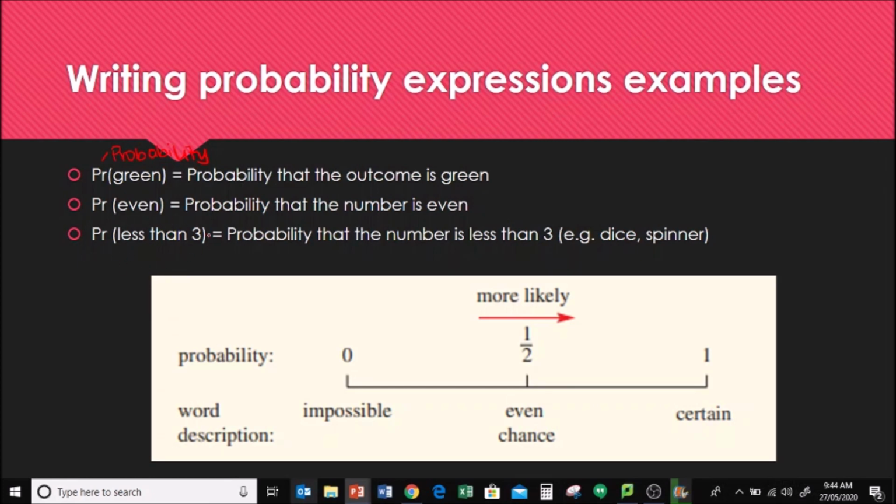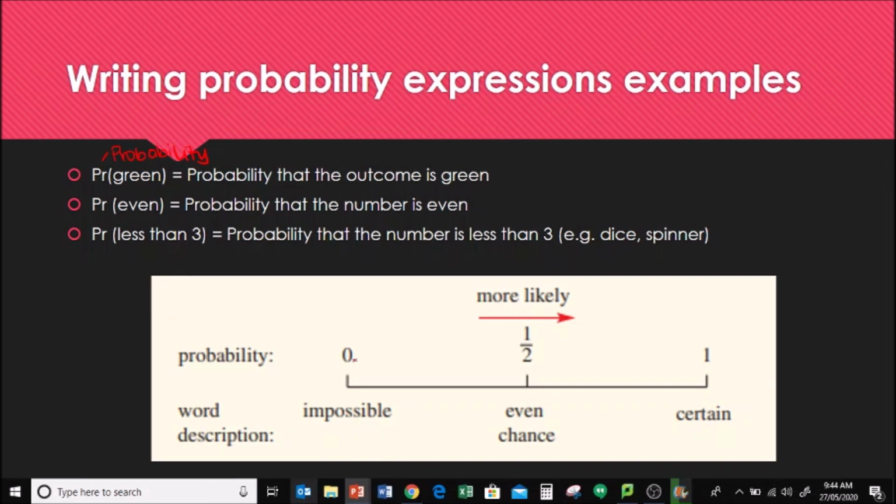This is like a probability of less than 3 occurring. So you usually write probability and what you're trying to find in brackets. And then afterwards, you'd write the fraction, decimal, or percentage required. So, probability that the number is less than 3. You could use this if you had a question based on a dice or a spinner that had numbers less than 3. Now, I've got this picture from your textbook, but it's really important that you know the words required to describe probability.